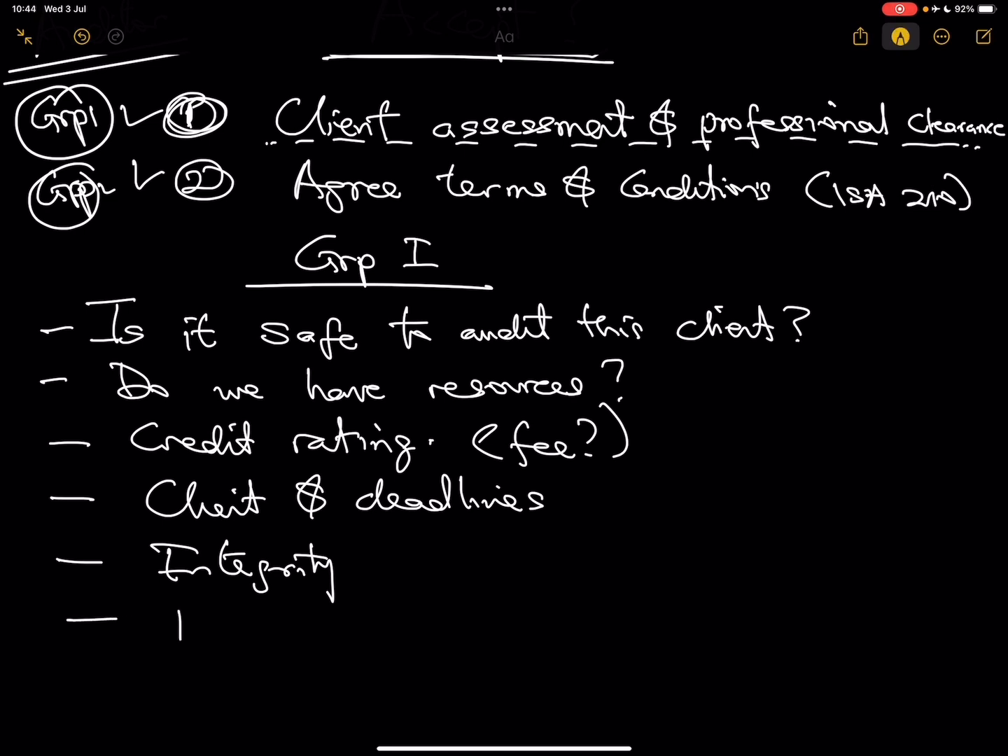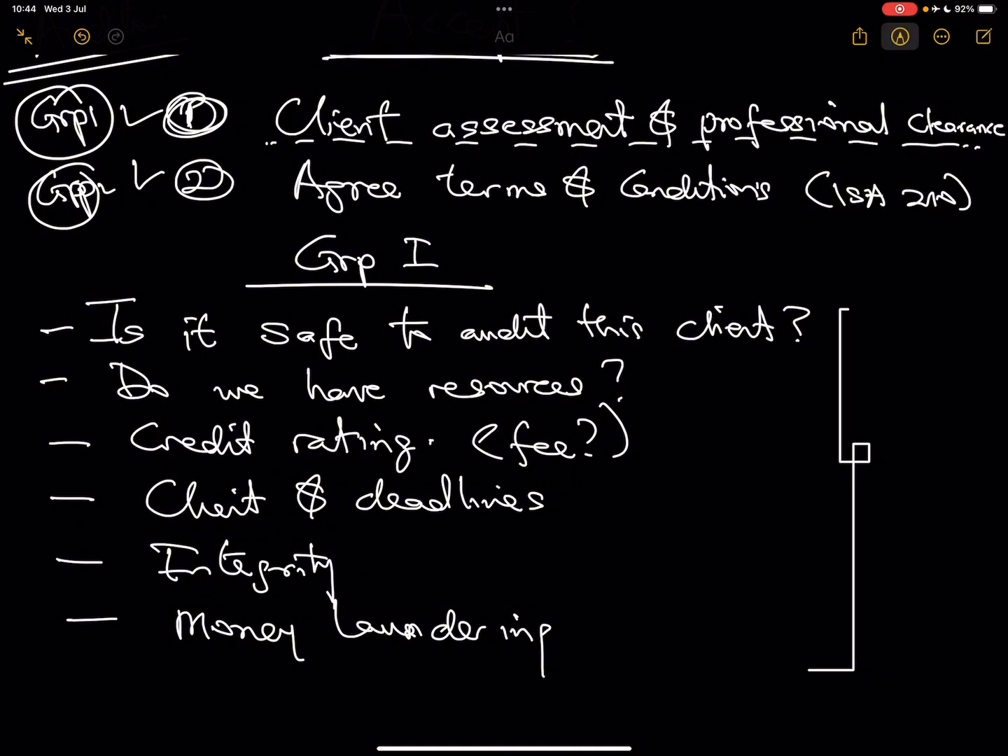Money laundering. Is it something that the client is doing? Because if the client is into money laundering, you must not get involved with that client. You cannot audit that client. So these are the things you'll be doing when you are doing your client assessment and professional clearance. And I'm going to tell you what you do in professional clearance.